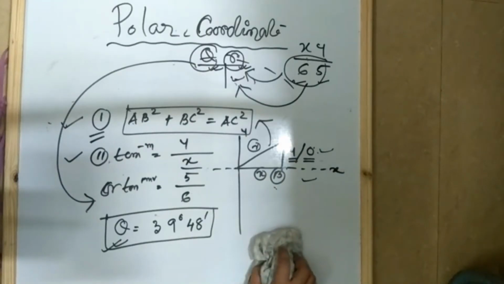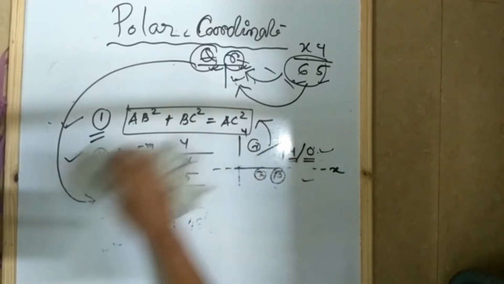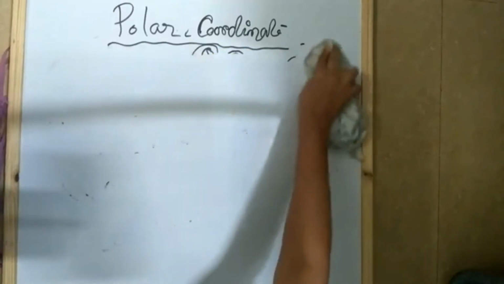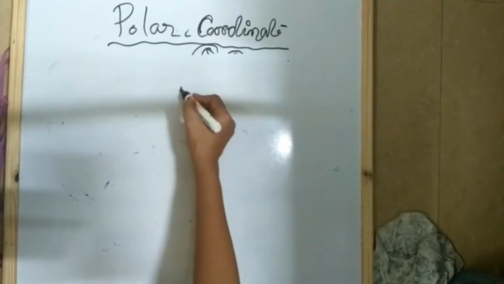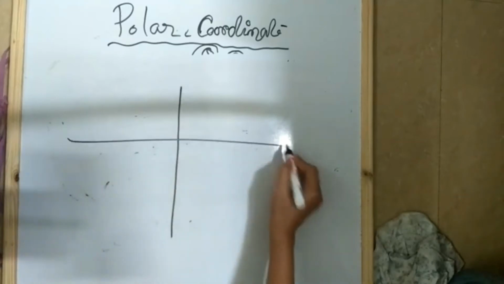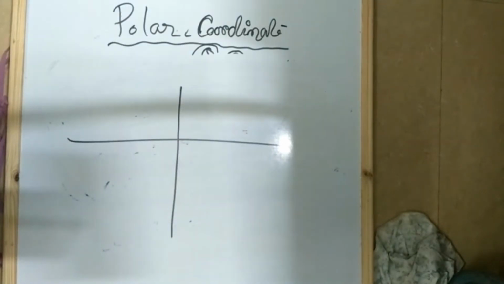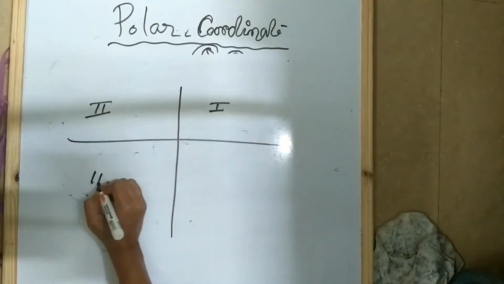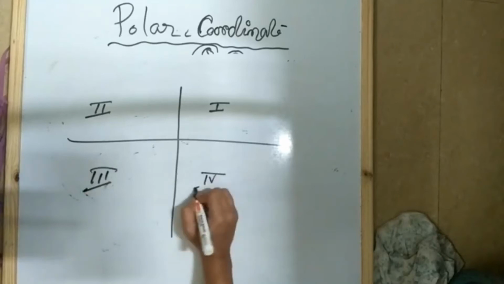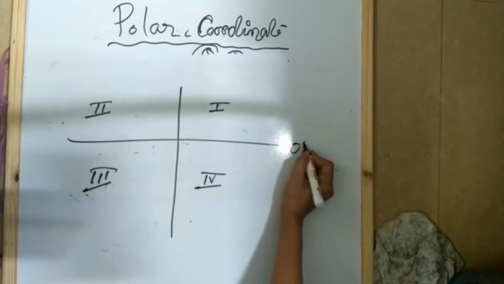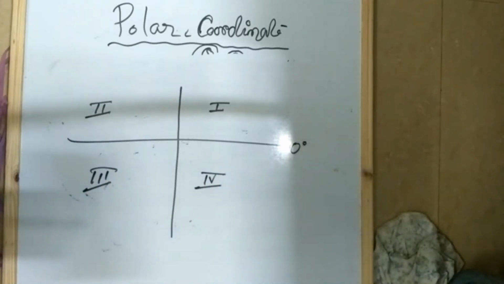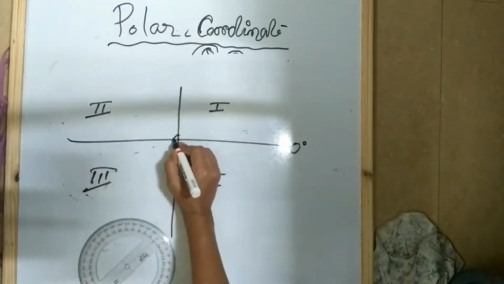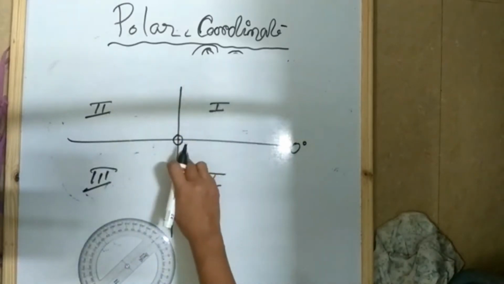Now we have to convert polar to Cartesian. Before going to the second segment, you have to know how to place your protractor to draw the polar coordinate. Always remember this four-zone system, 1, 2, 3, 4, and place 0 degree on the right-hand side. Suppose this is the protractor, and this intersecting point in the polar coordinate system is called the pole.